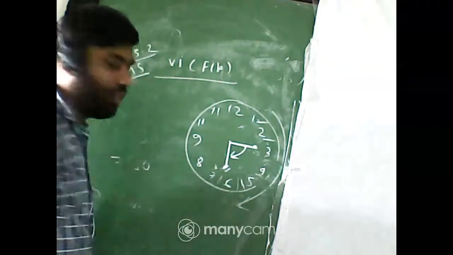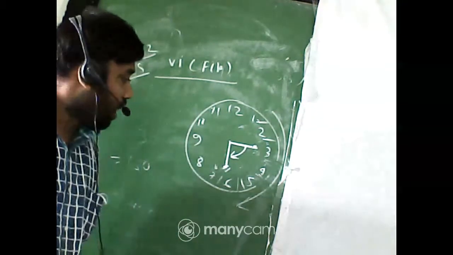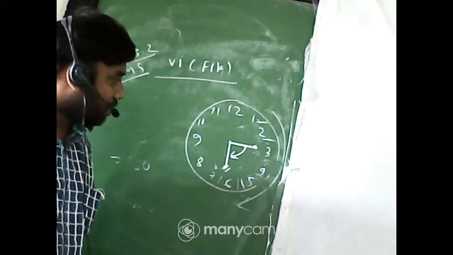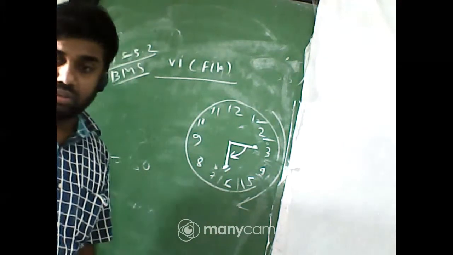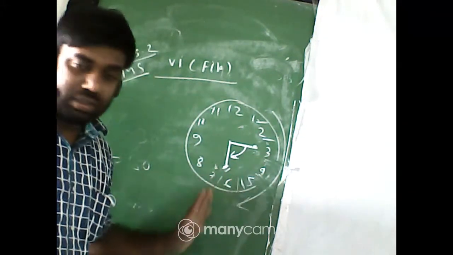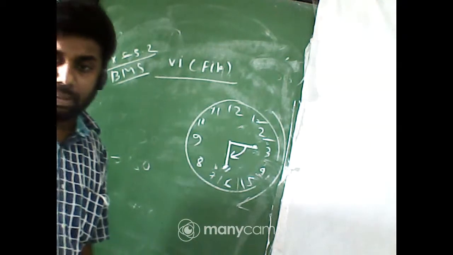From 3 to 6 in clockwise. First tell me, Saptara, how many gaps are there from 3 to 6? How many gaps between two numbers? Tell me.